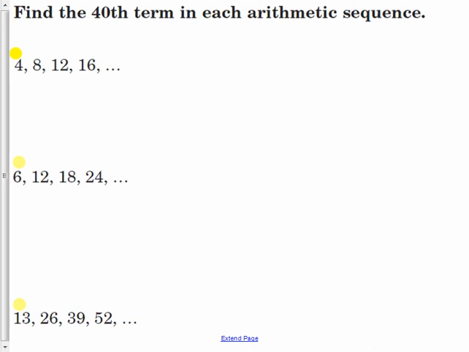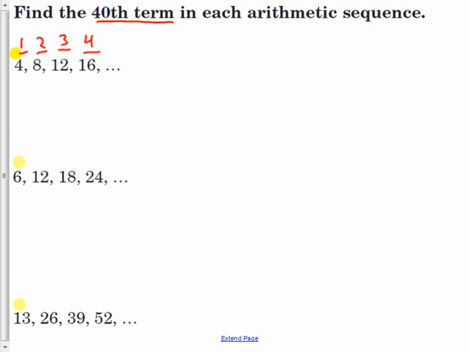Let's look at a couple examples. It says find the 40th term in each arithmetic sequence. Again, I see 4, 8, 12, 16. I don't want to list out 40 numbers to get to the 40th term. I just want to know what's the 40th number in this list. So what I'm going to do is start by listing, this is term 1, this is term 2, this is term 3, and this is term 4.